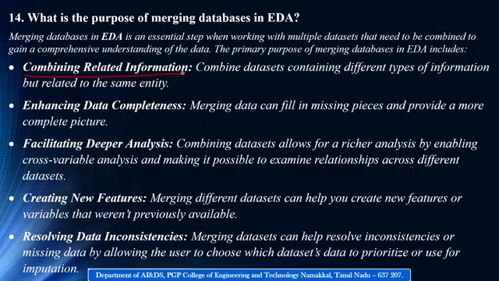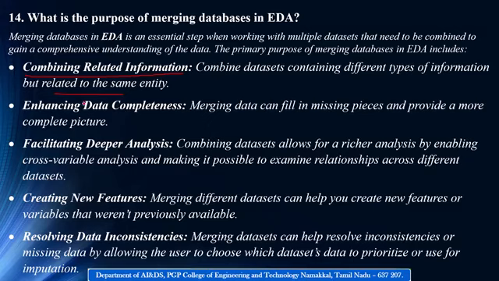The data is scattered. Some data is available in data set A, some data is available in data set B. So I want to combine them, because only if I combine will I get a complete data set. Combining data sets gives different types of information but related to the same entity. So the first point is combining the related information.